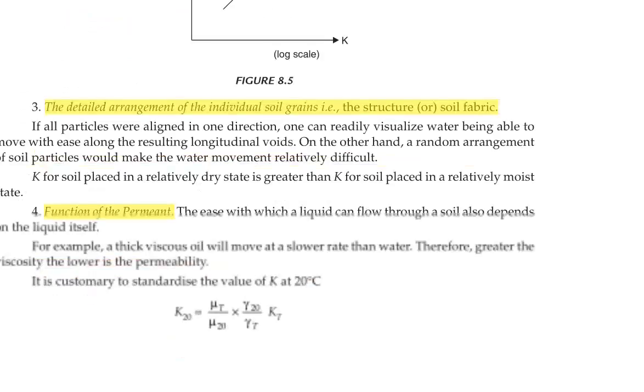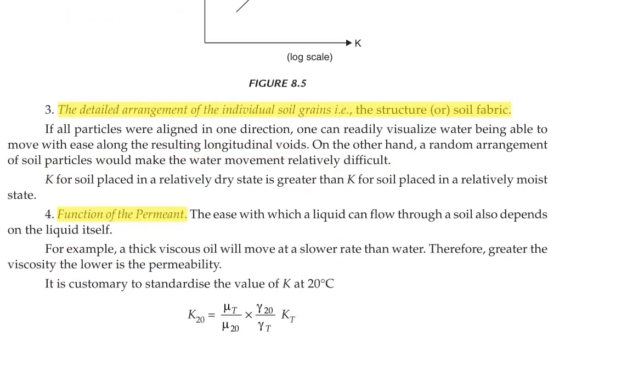Next, we will see the detailed arrangement of the individual soil grains, that is the structure or the soil fabric. The soil in dry state has a greater coefficient of permeability K when compared to the soil in moist state.